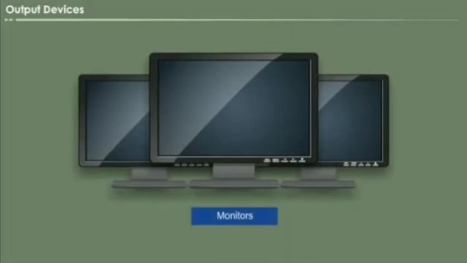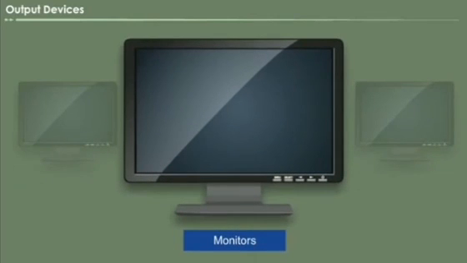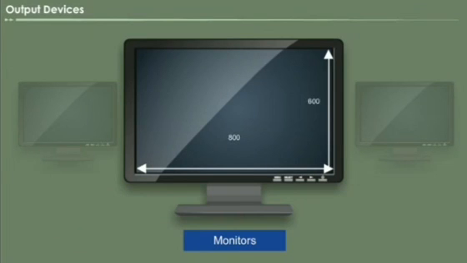Monitors. A computer monitor is an output device that is used as an electronic visual display for computers. Monitor screen size is measured diagonally across the screen in inches. The resolution of the monitor is the maximum number of pixels that it can display horizontally and vertically, such as 800 x 600 or 1024 x 768 or 1600 x 1200.